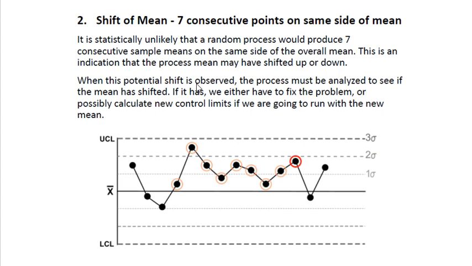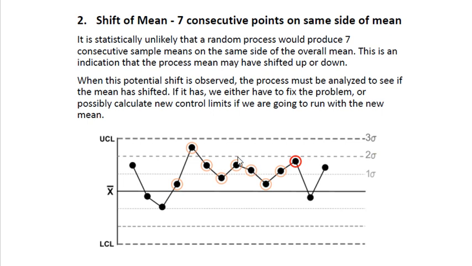The second run rule is your shift of mean: 7 consecutive points on the same side of the mean. When you look at it, we have only 1, 2, and 3 data points on this side, meaning the negative side, which is lower. Look at the upper control limit, between x bar and the upper limit. You have so many data points, and we count them: 1, 2, 3, 4, 5, 6, 7, 8, 9, 10, 11. And here are 1, 2, 3, 4, 5, 6, 7, and then 8, 9. Look at that. That's 7 consecutive points on the same side of the mean.